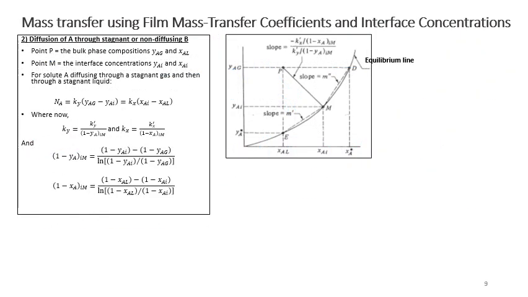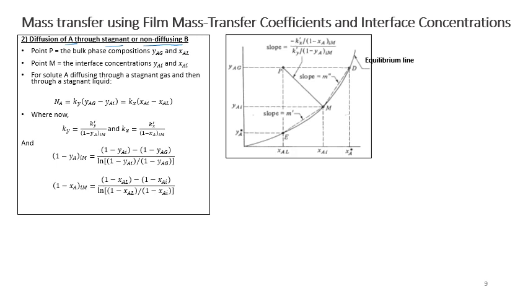Okay, just now we talked about equimolar counter-diffusion. What about the mass transfer when there is diffusion of A through stagnant or non-diffusing B? So A transfers from the gas phase to the liquid phase, but B does not transfer from the liquid phase to the gas phase. This is the case in most of our absorption assumptions: diffusion of A through stagnant or non-diffusing B.